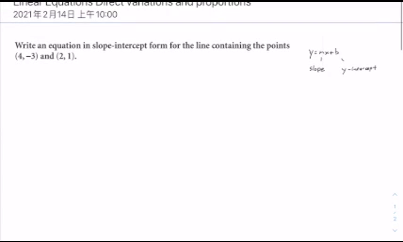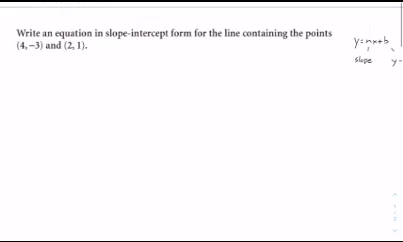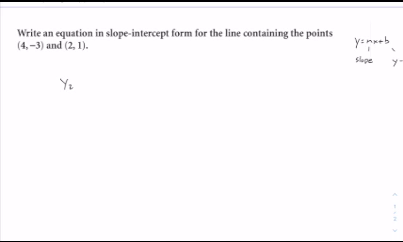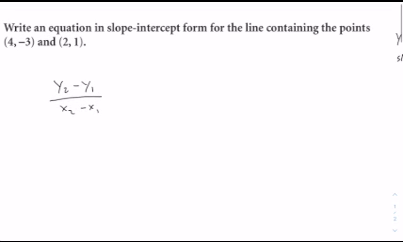So looking at problem number 1, write an equation in slope-intercept form for the line containing the points (4, -3) and (2, 1). First, you have to find the slope of the equation, which you would do using the formula y2 minus y1 over x2 minus x1. And that would be 1 minus -3 over 2 minus 4, which is 4 over -2, which is -2.